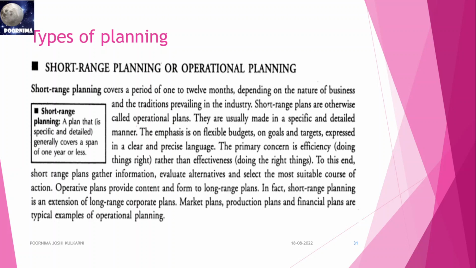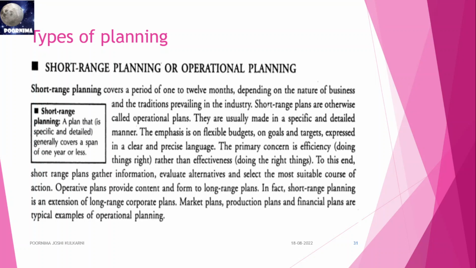Short range planning covers the period of 1 year or 12 months, depending on the nature of the business and the traditions prevailing in India. Short range plans are otherwise called operational plans. They are usually made in a specific and detailed manner. The emphasis is on flexible budgets and on goals and targets, expressed in clear and precise language.